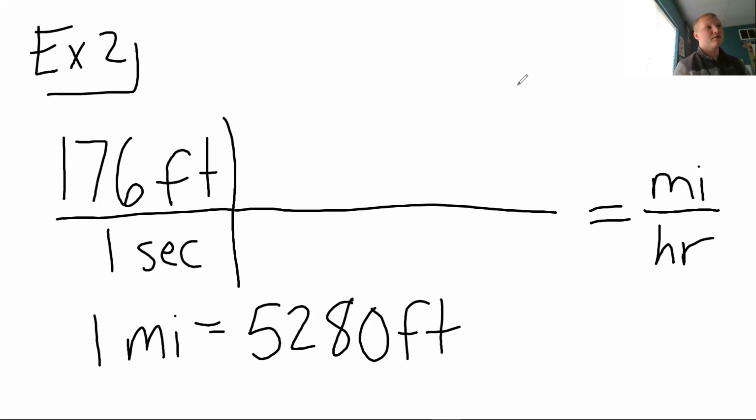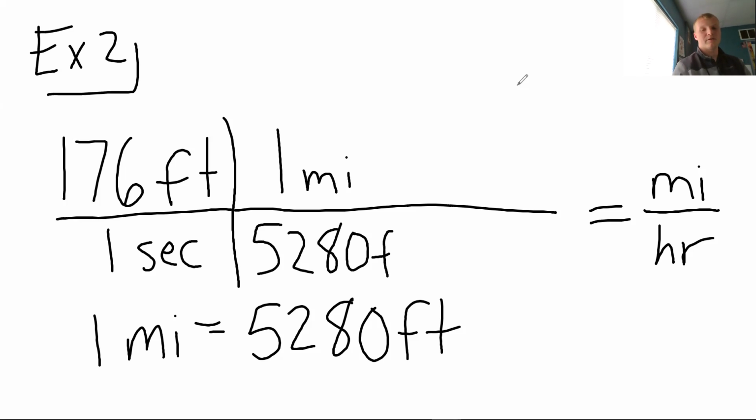What was that? Miles on top? Is that what your answer is? Yeah, yep. So my miles are going to be on top and my feet will be on the bottom. And why'd you pick that, Logan, or was it pure luck?